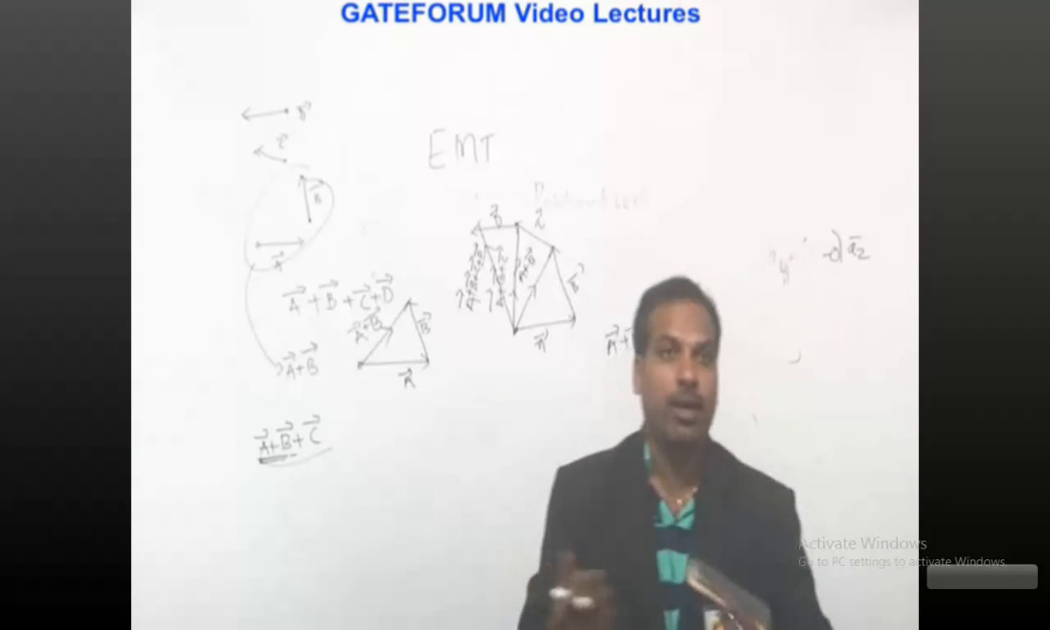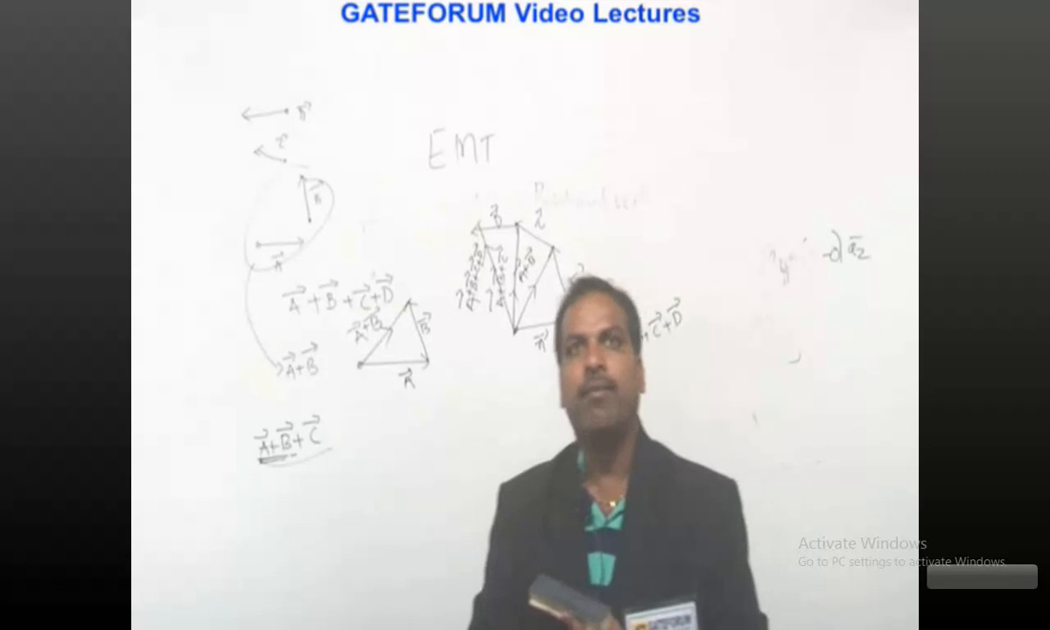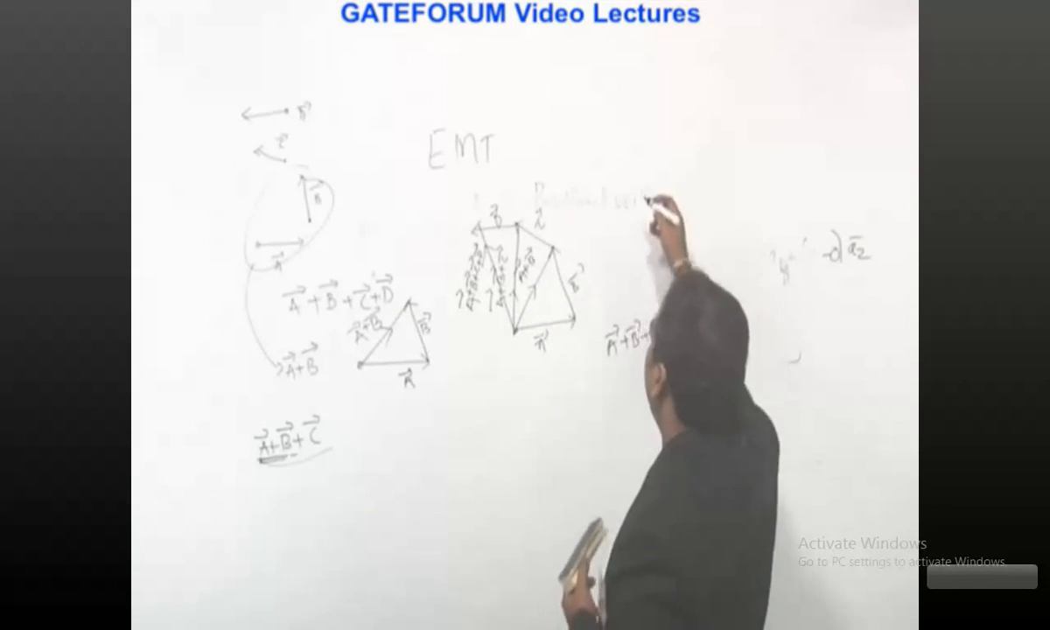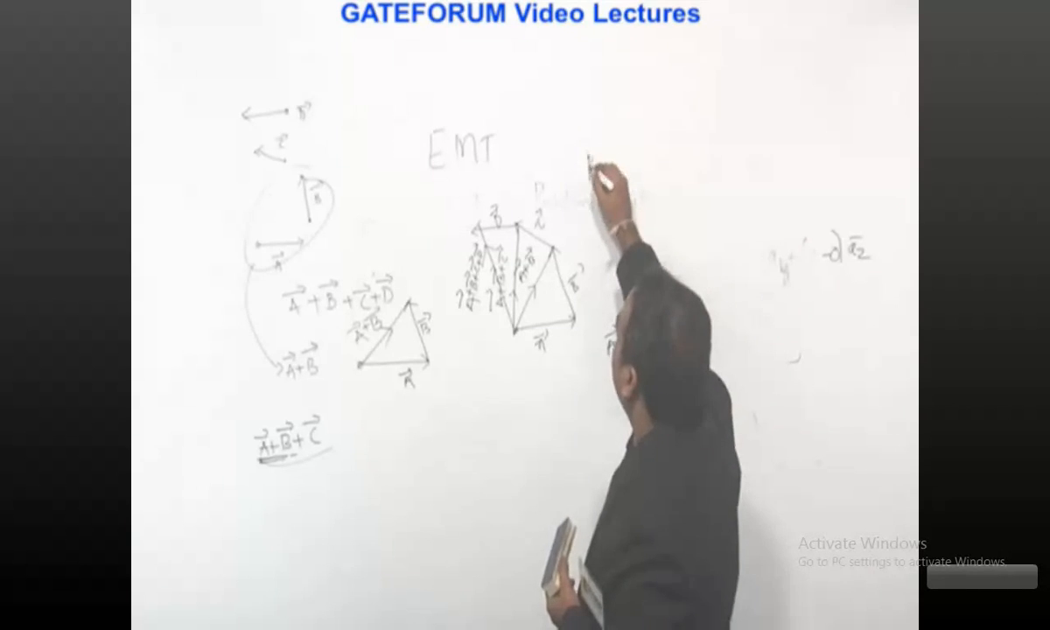So this is one of the ways to perform addition of two vectors. There is another way also we have. The second rule for addition of two vectors is called the parallelogram rule.